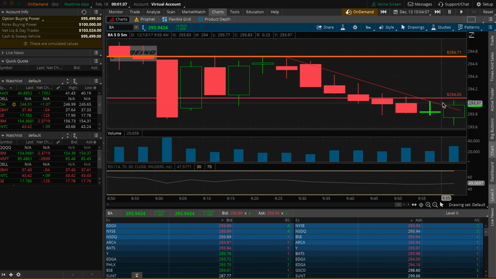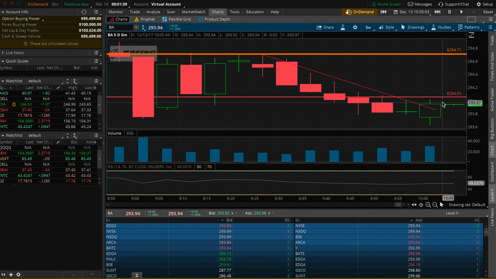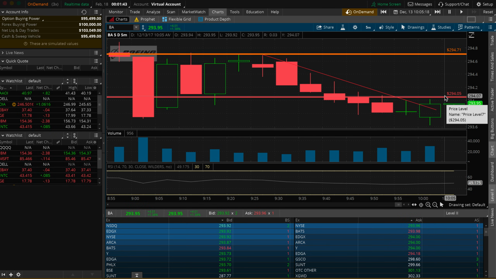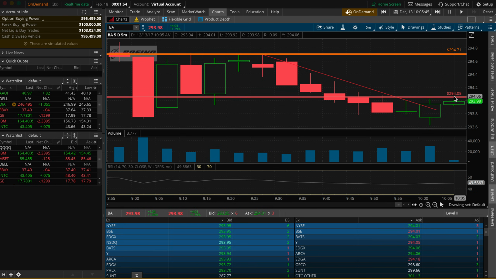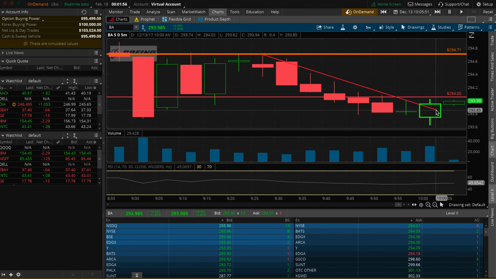If it closes above our downtrend, we're cautious. If it closes above our resistance, we get out. So it closed above our downtrend, so we're cautious. Closes above our resistance, we get out.